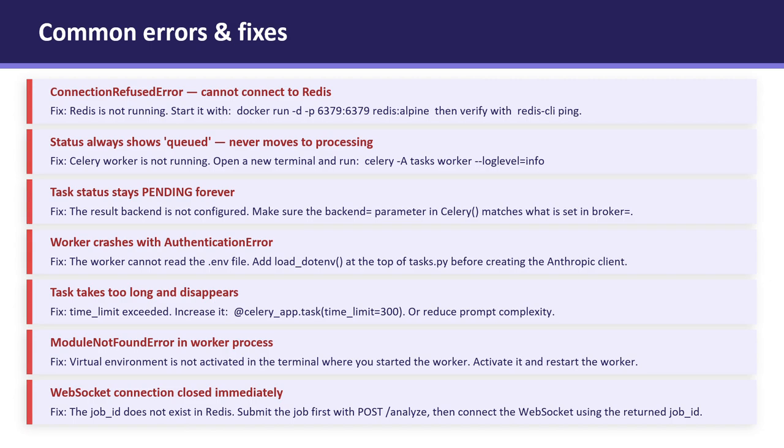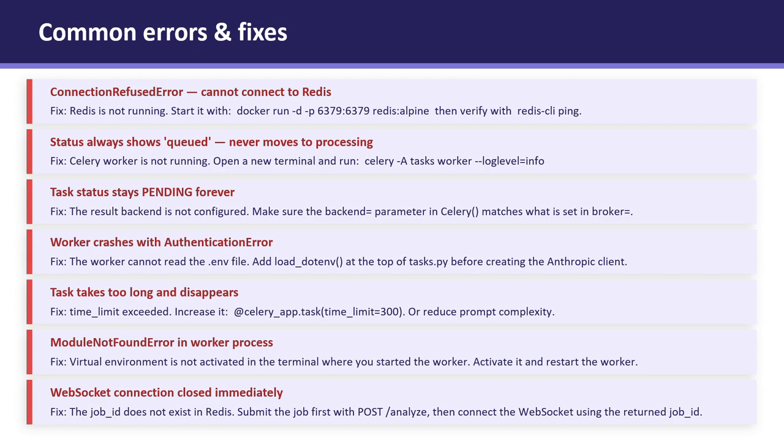If the task status stays in pending forever, your result backend is not correctly configured. Check that the backend parameter in your Celery constructor matches the backend parameter. If the worker crashes with an authentication error, it cannot read your API key. Add load.env at the top of tasks.py before creating the Anthropic client. If a task silently disappears, the time limit was exceeded. Increase it with the time_limit parameter on the task decorator.